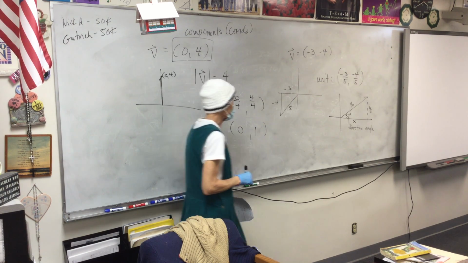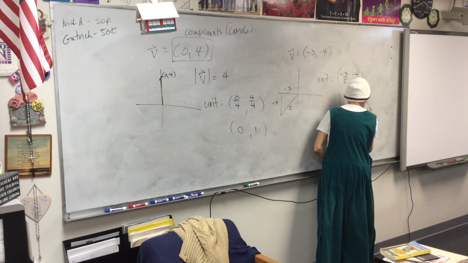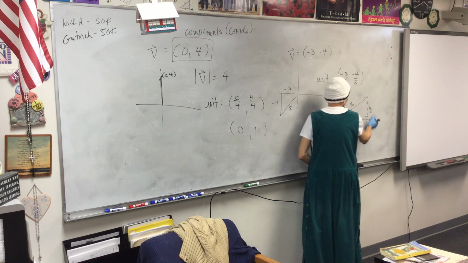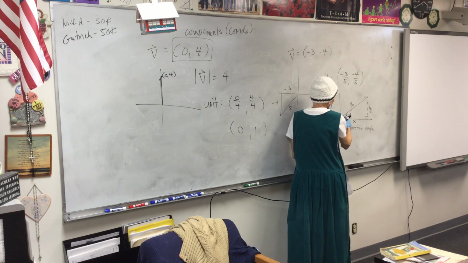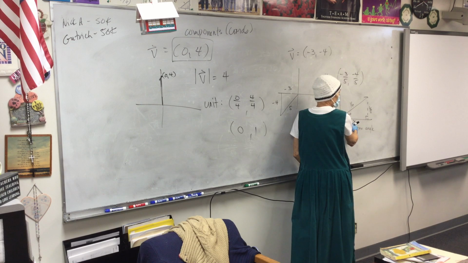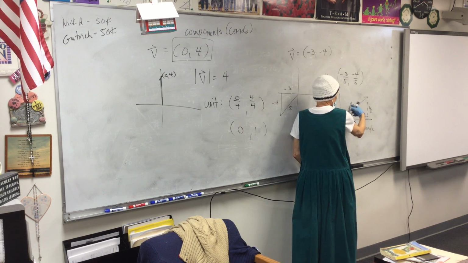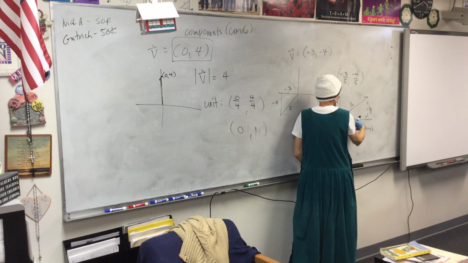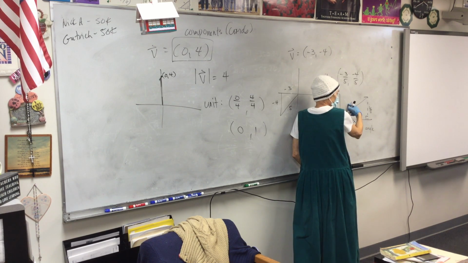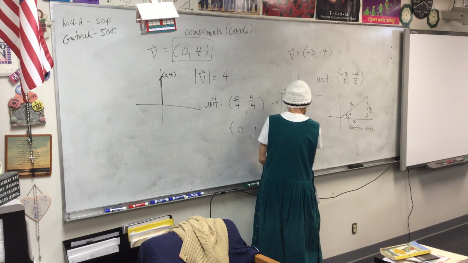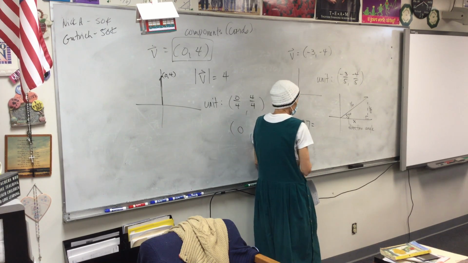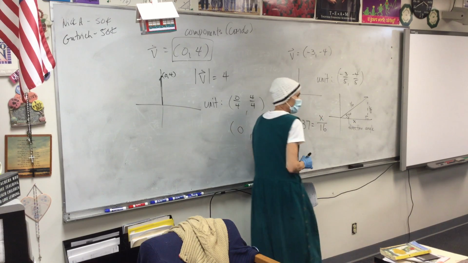Absolutely. This is a right triangle. When I dropped that perpendicular down, I made a right triangle. So I'm going to look at this angle right here. Which side is this? Opposite, adjacent, or hypotenuse? Adjacent. Which side is this? So what function is adjacent and hypotenuse? Cosine. So I'm going to say cosine 37 equals adjacent over hypotenuse.